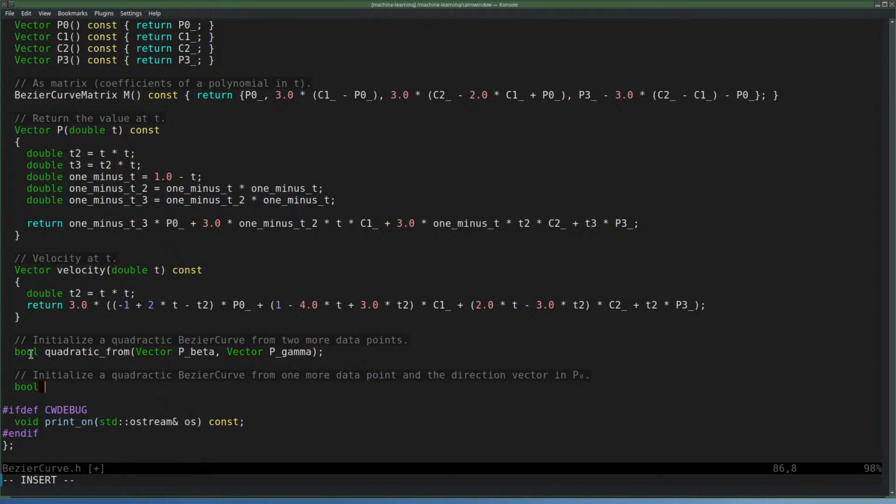So I'm returning a boolean because sometimes there is no solution.